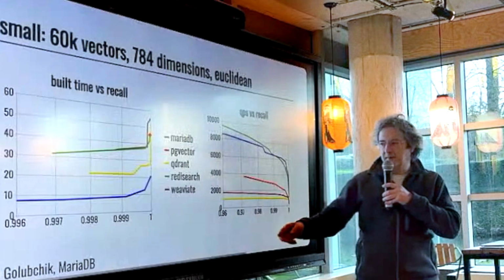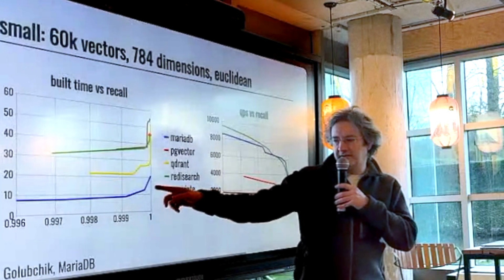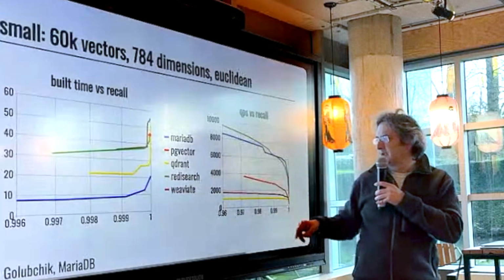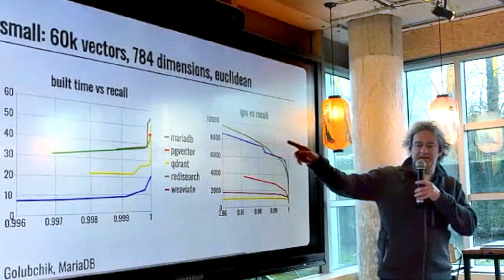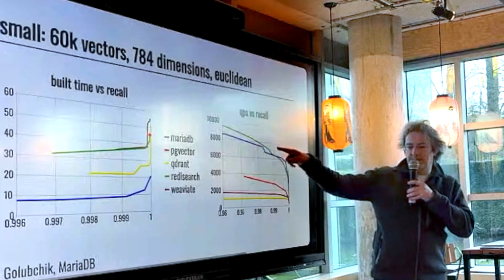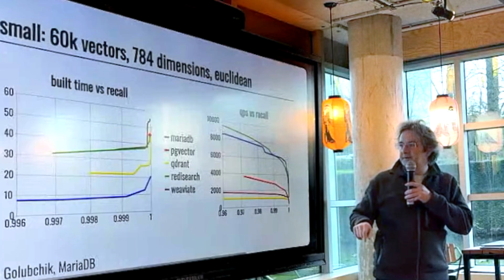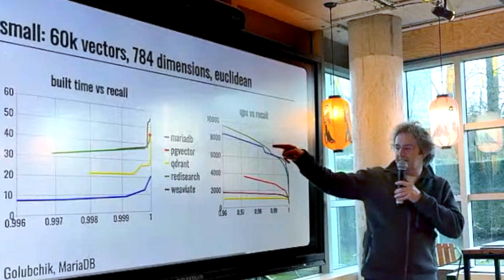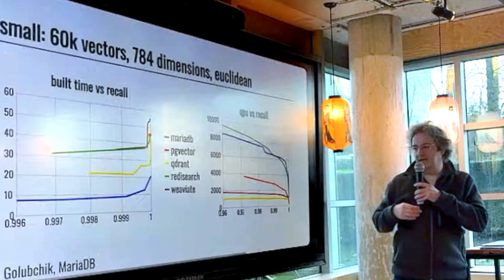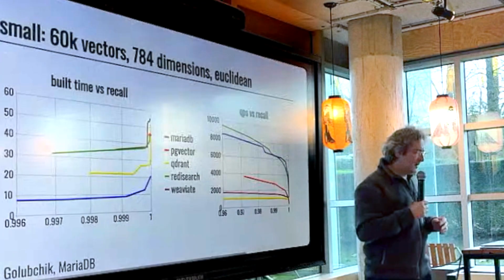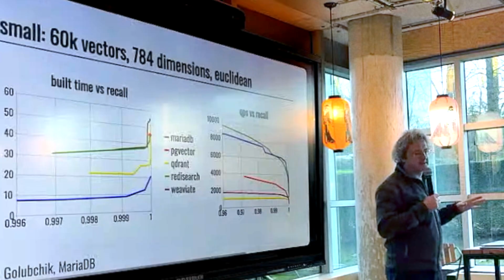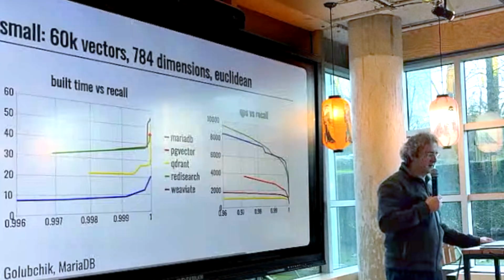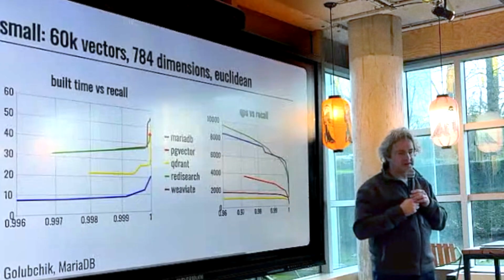So this is the same chart I had a few slides before. This is build time versus recall. And those show the best value you can get with any M and EF. So actual lines go like this, but this is the best performance, best recall, best QPS you can get for any given point. And this chart shows a very small data set, only 60,000 rows of almost 800 dimensions using Euclidean distance.